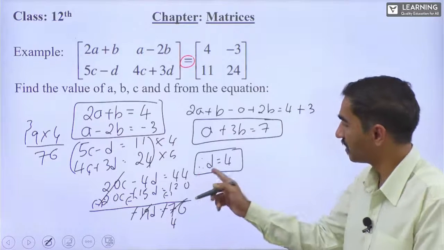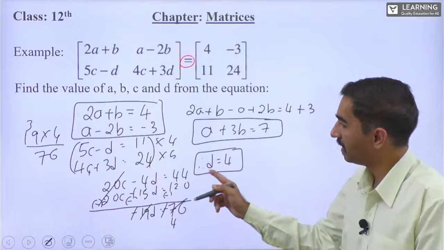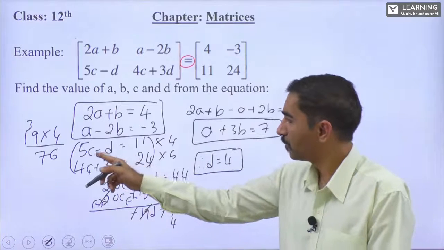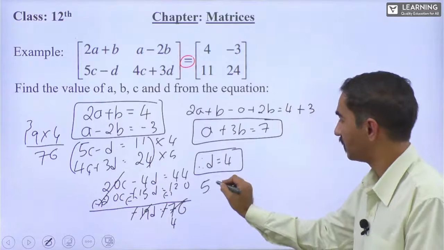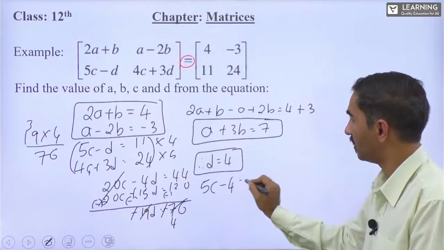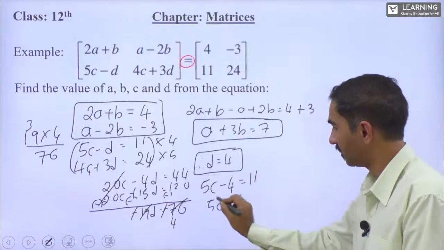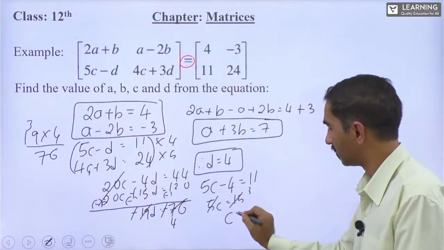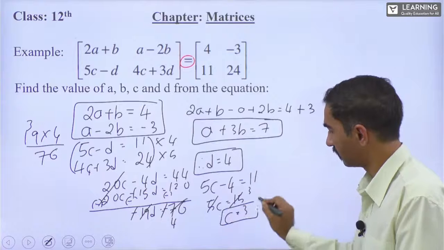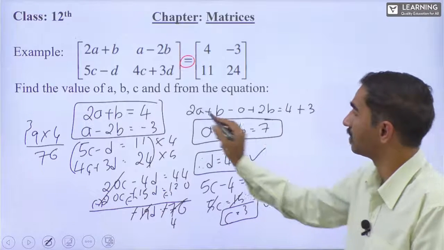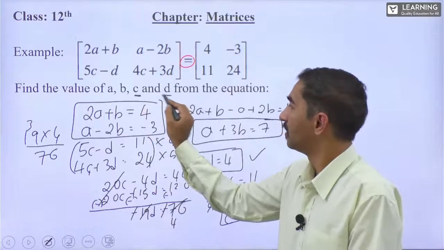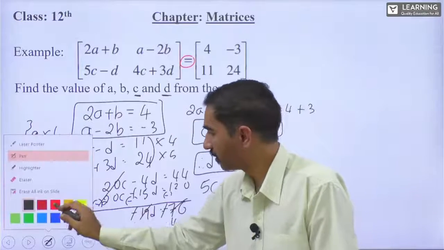Okay, now we'll find out c first. d is equal to 4 we got. If d is equal to 4, what is c? So 5c minus 4 is equal to 11. 5c is equal to 15. c will be equal to 3. So c we got, d we got. These both are done. Okay, same thing again here for the first set of equations.